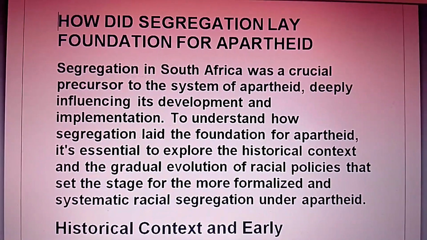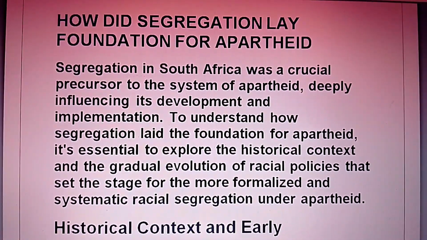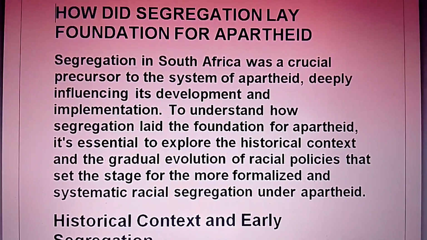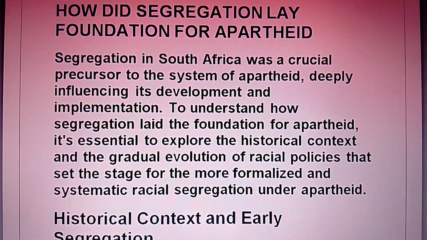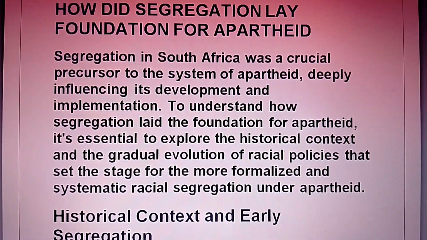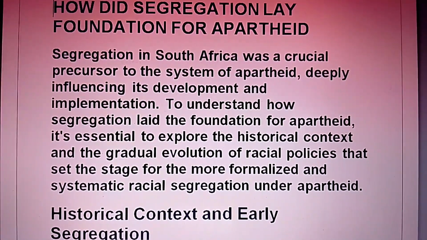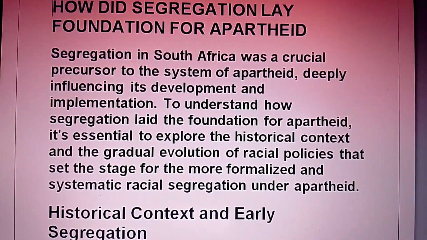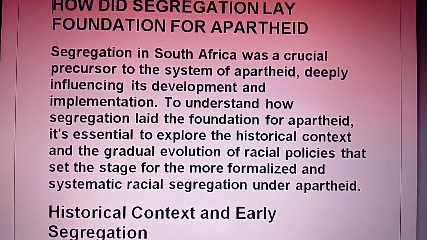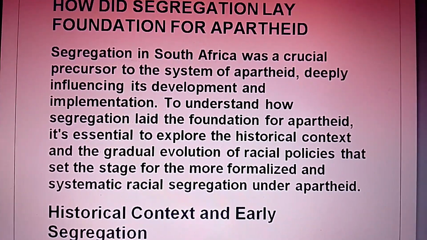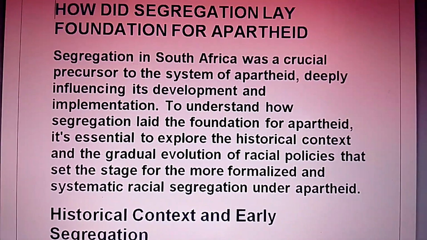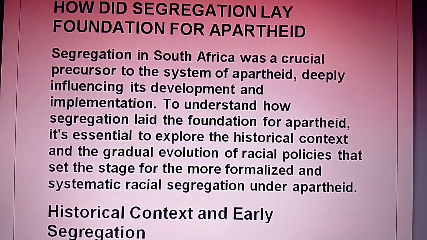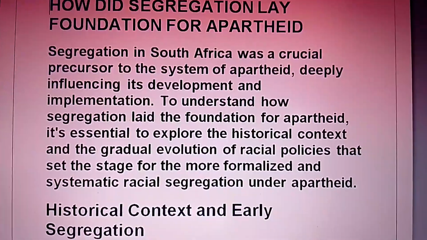Friends, today our topic is essay on how did segregation lay foundation for apartheid. Segregation in South Africa was a crucial precursor to the system of apartheid, deeply influencing its development and implementation. To understand how segregation laid the foundation for apartheid, it's essential to explore the historical context and the gradual evolution of racial policies that set the stage for the more formalized and systematic racial segregation under apartheid.